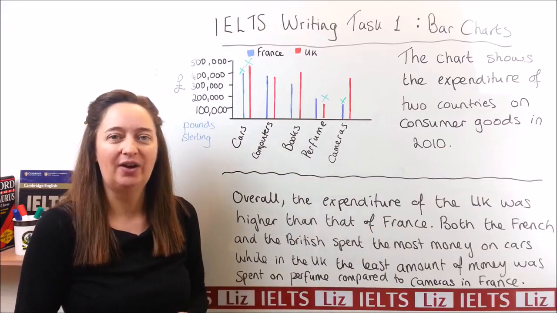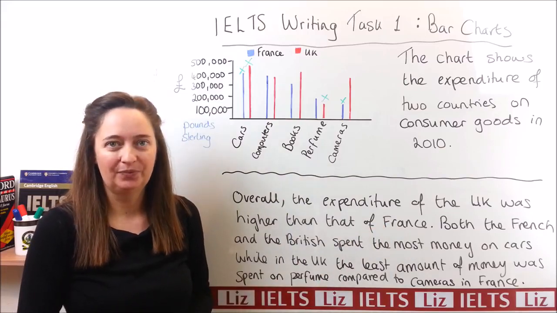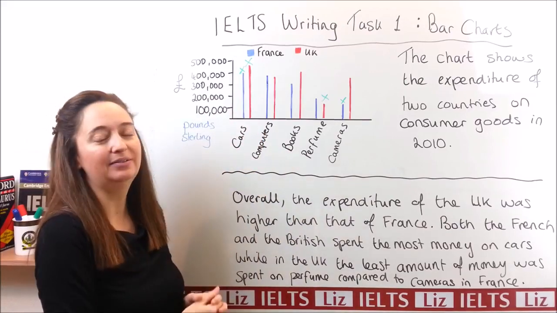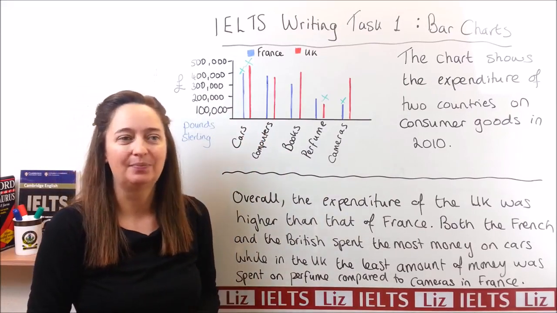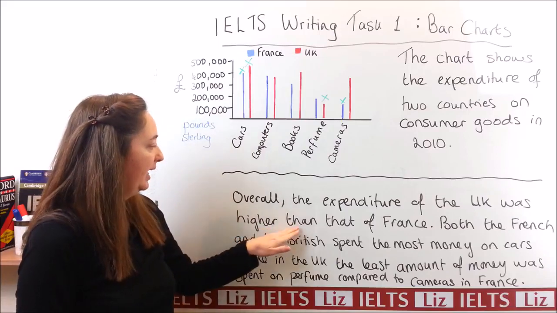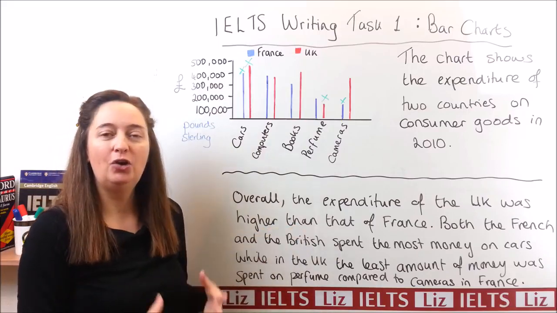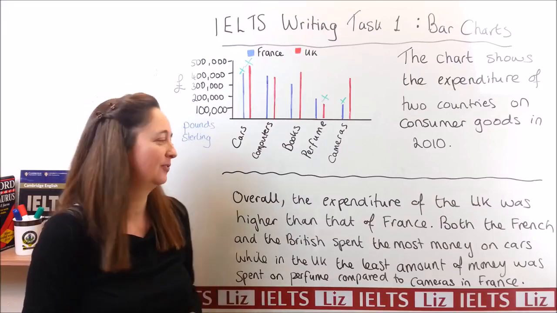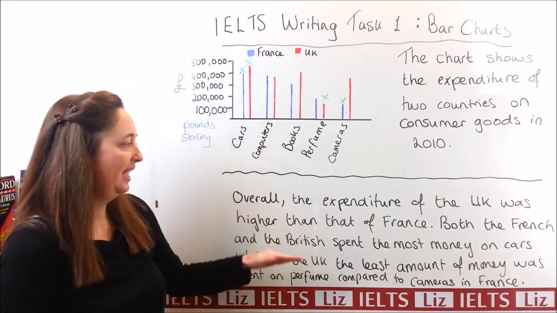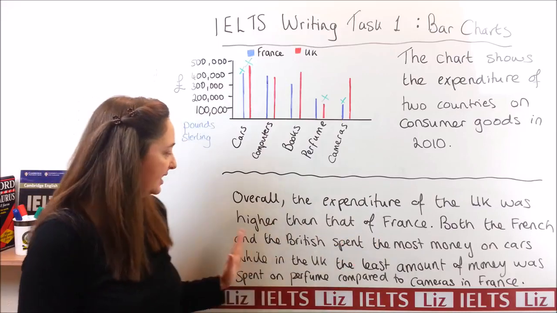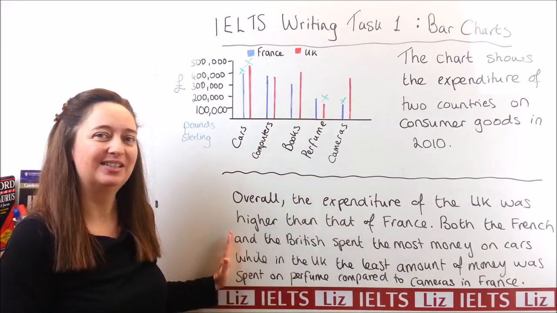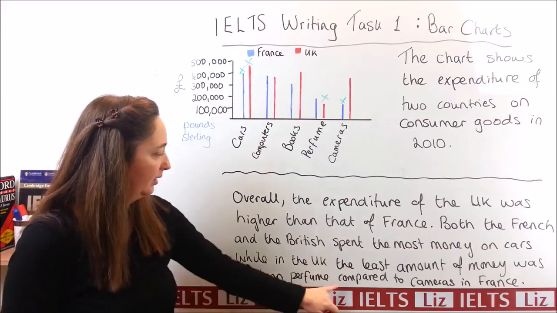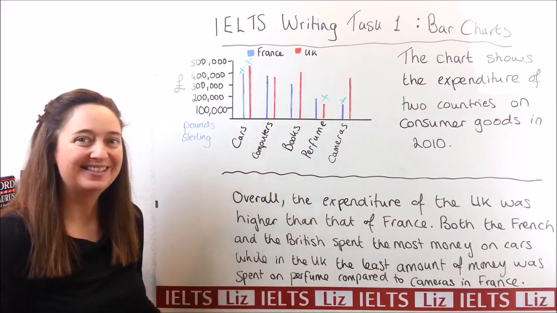So this is our first key feature. Overall, so taking the whole chart together, which one was higher? And you can see we're using a comparative. Overviews usually have comparatives. Now we look at the next part. This is quite a long sentence and it's connected with two linkers. We've got while and compared to. So let's have a look.